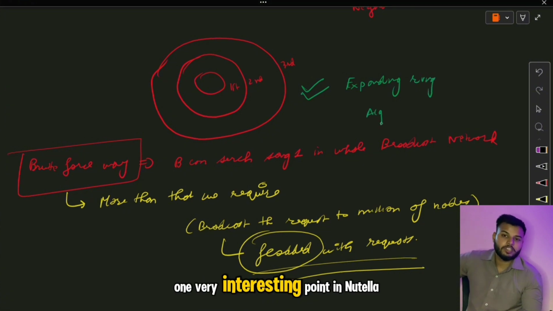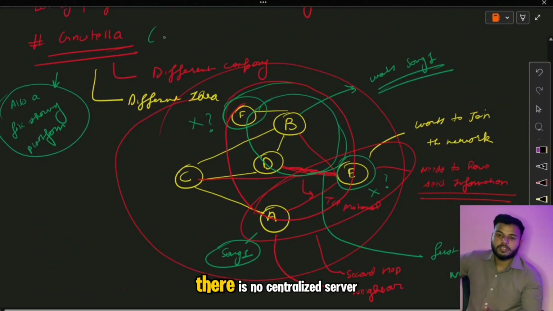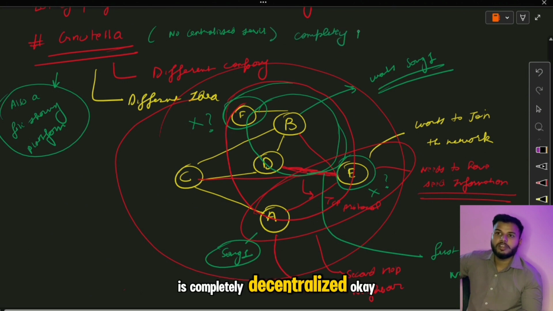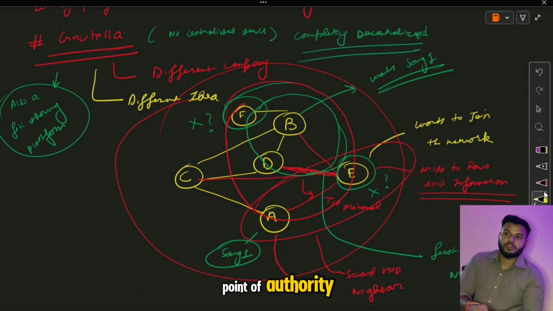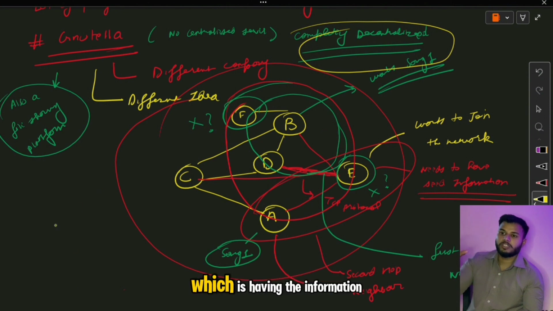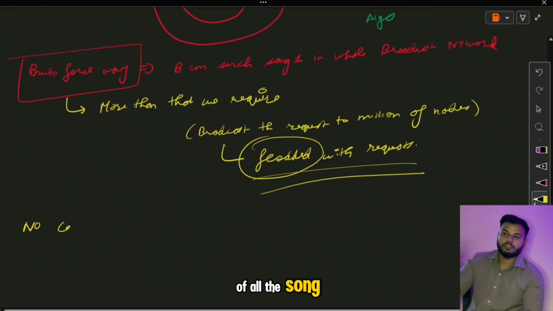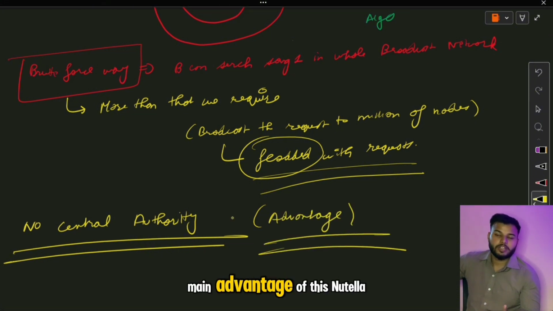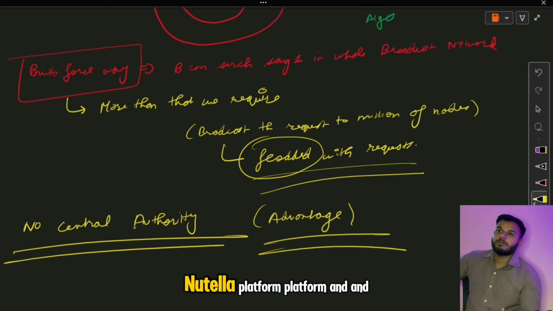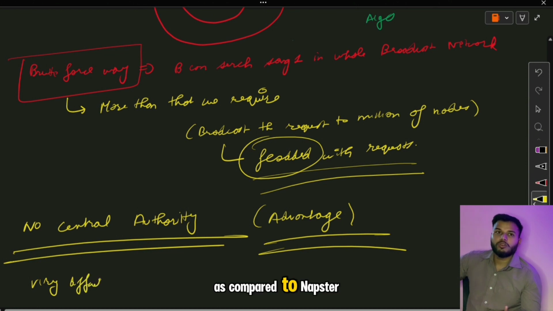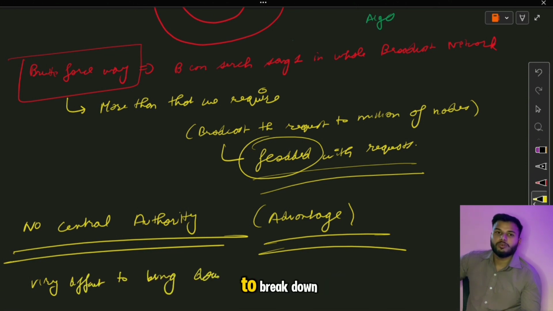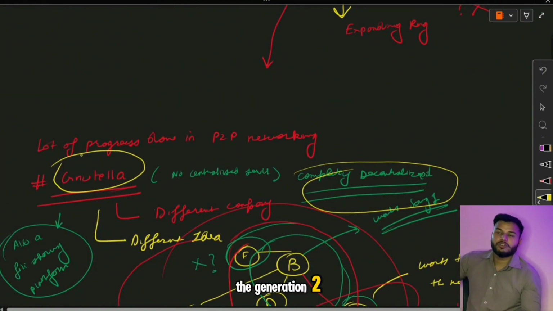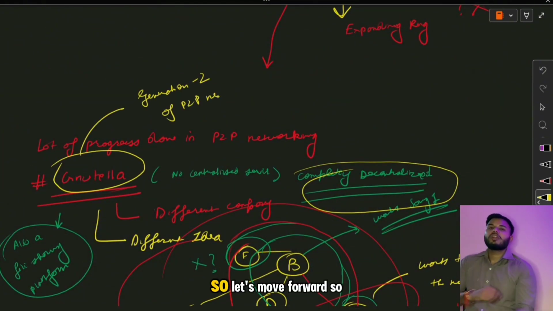One very interesting point about Gnutella was that there is no centralized server. The information about the songs is completely decentralized, because there is no central point of authority or single server holding the information of all the songs across all the nodes. This was the main advantage of the Gnutella platform. Compared to Napster, it would be very difficult to bring down Gnutella. This was basically generation 2 of peer-to-peer networking. So let's move forward.